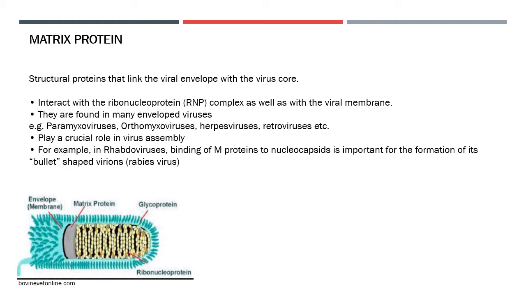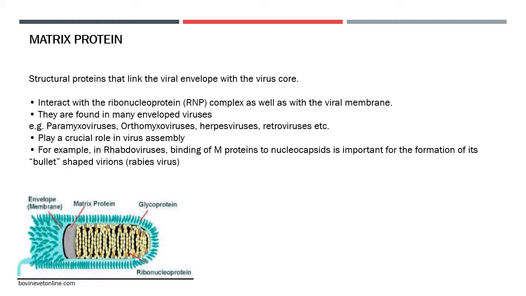Then we had studied capsid, nucleic acid and envelope, but there is one more part, that is matrix protein. Okay, so in some of these viruses you will also find matrix protein. So what is that? It is a structural protein that links the viral envelope with the virus core. Okay, so in the core you will find this matrix protein. It interacts with the ribonucleoprotein, that is the RNP complex, as well as with the viral membrane. They are found in many enveloped viruses.